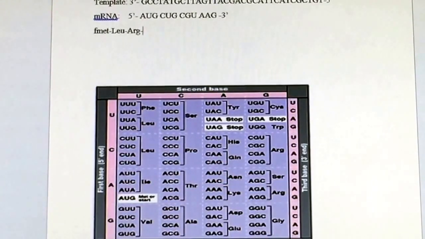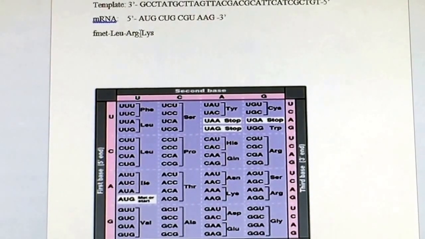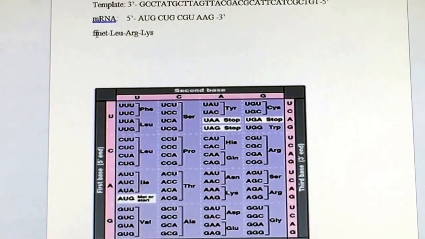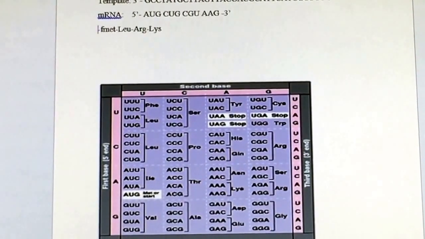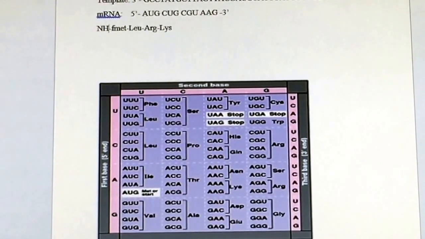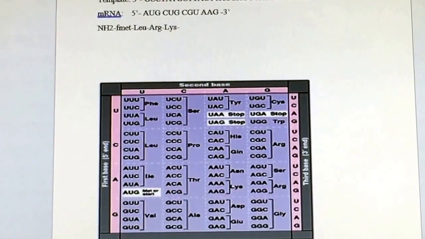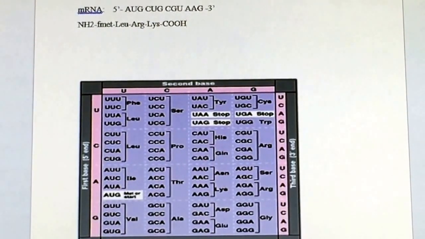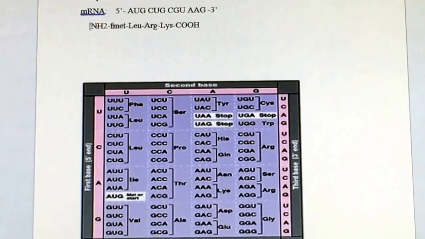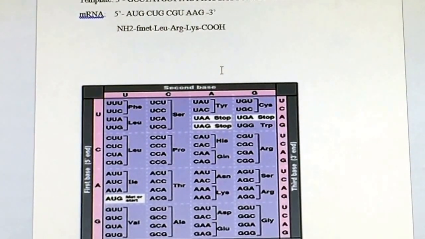lysine, abbreviated Lys. So these are our amino acids, but remember, when we're building an amino acid sequence, we have to label our ends. So the side of the fMet is our NH2 end, and the side of our final protein added to the sequence is our carboxylate end. This is our final protein sequence.